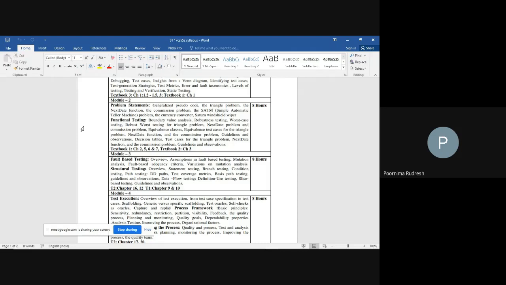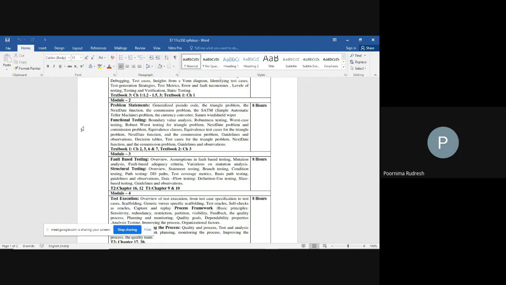Next one is module 3. In module 3 you're going to study about fault based testing and structural testing. Once again, these topics are taken from textbook 1 and textbook 2. From textbook 1, the 9th and 10th chapters, and from textbook 2, chapters 12 and 16.